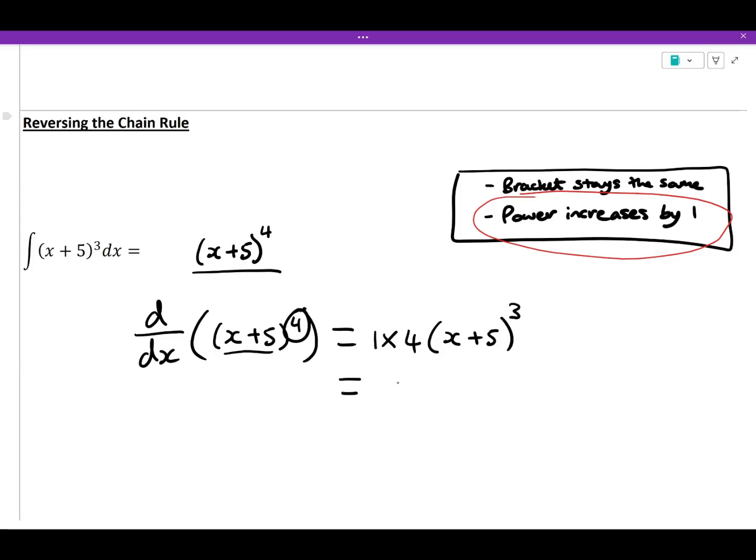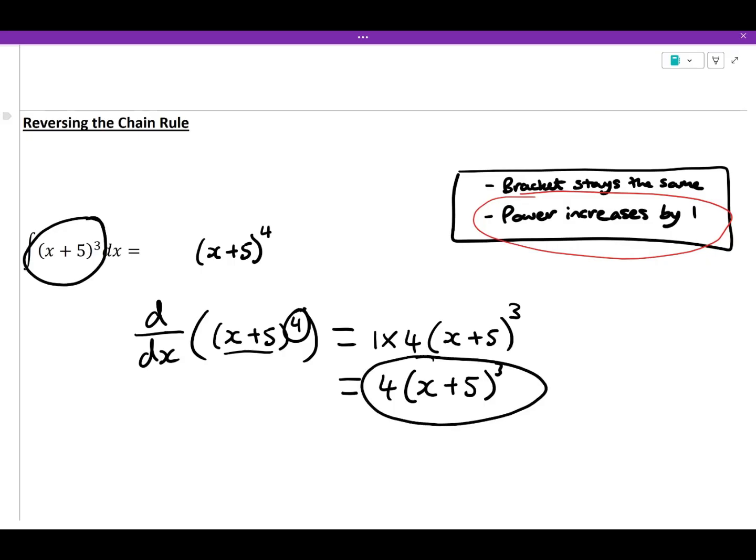Now if I simplify that, I get 4 lots of (x + 5) to the power of 3. Now if (x + 5) to the power of 4 was the correct answer, then when I differentiate that, I should get exactly what the initial question was. Now, if we compare what I got down here from my differentiation, clearly these are not the same as each other. They are different.